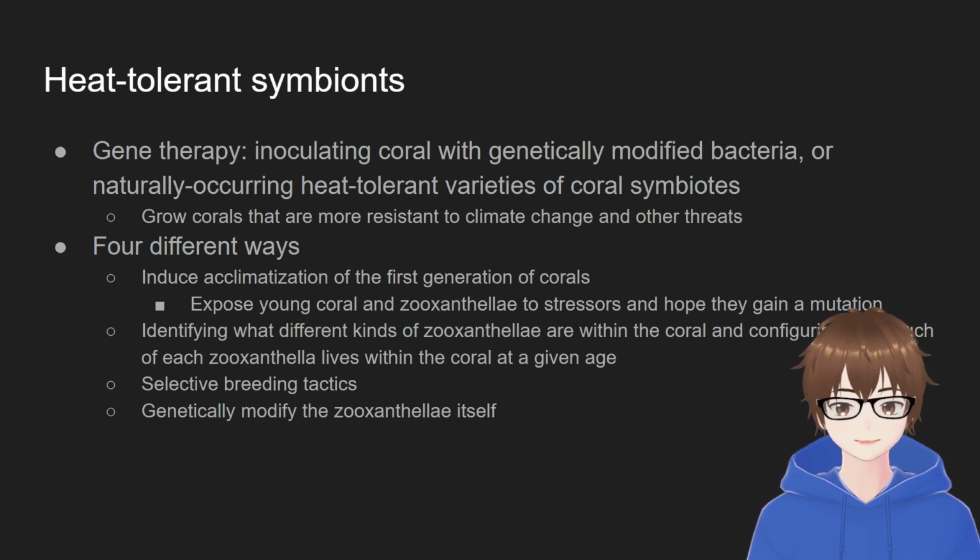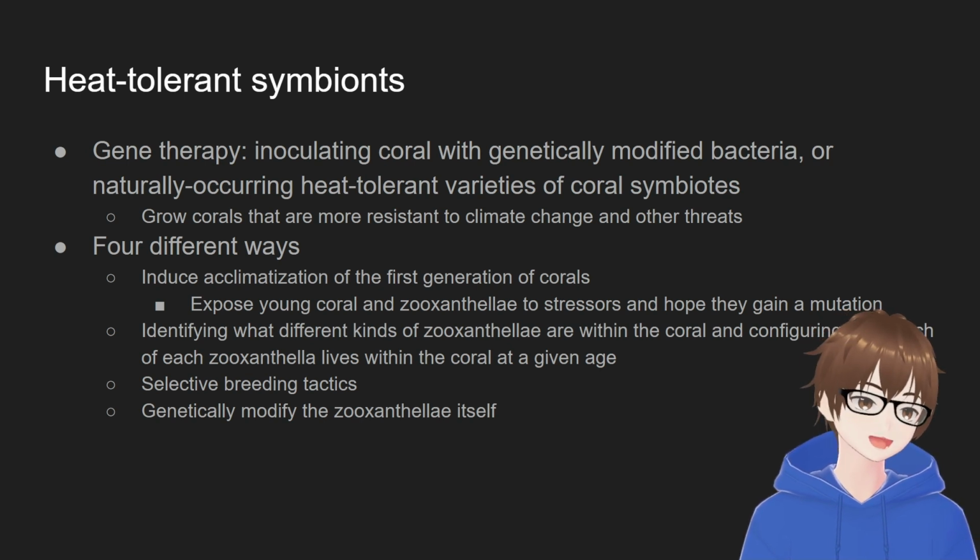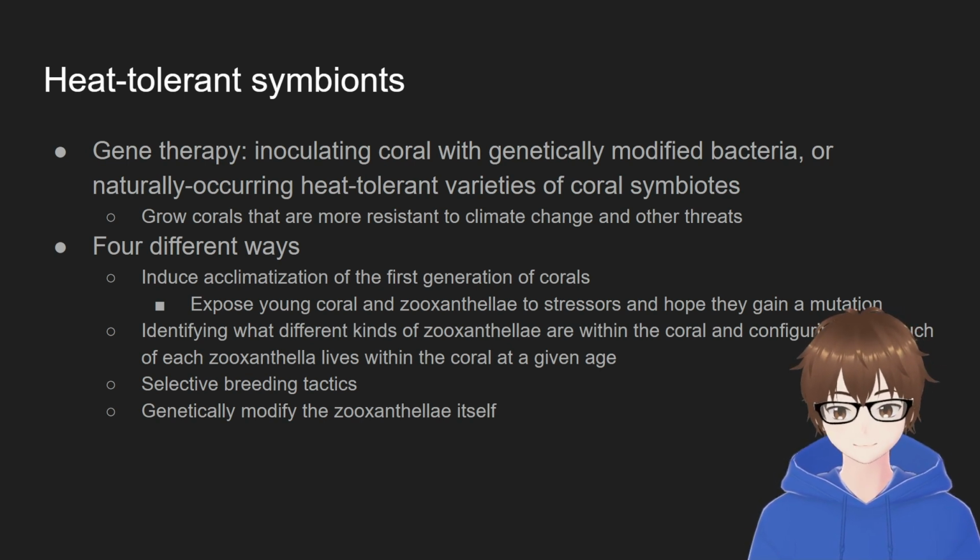There are four different ways that they can do this. They can induce acclimatization with the first generation of corals, where they expose the coral to stressors and hope that they gain a mutation. So basically, they just take corals, stress them out, and see who survives. That's basically one of the routes.